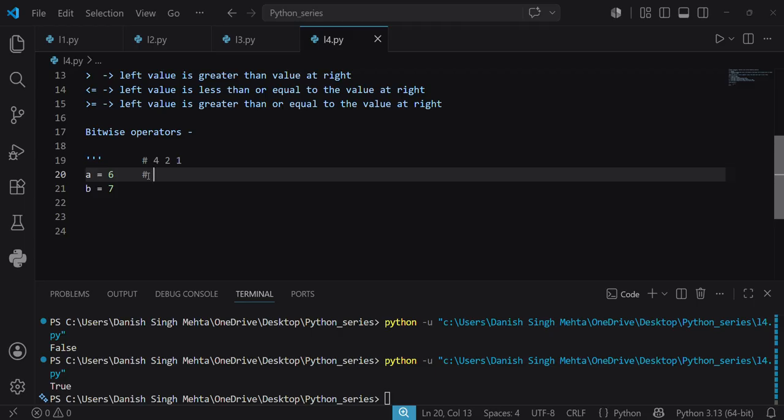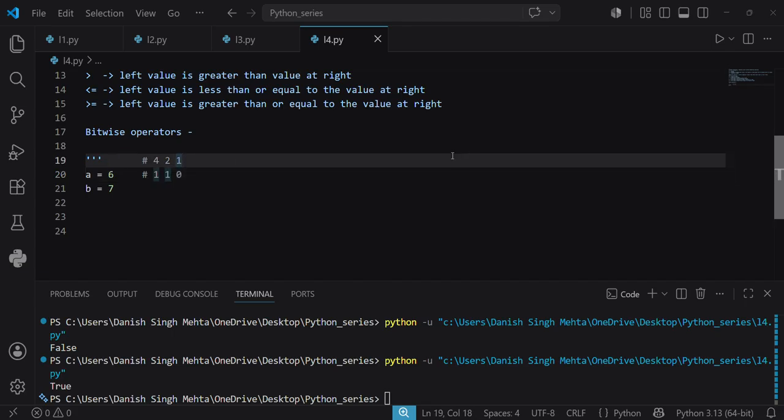So 6 is written 1, 1, 0. So this is how the 6 is written in binary format. If you don't know how I found that, I have written first 1, 2, 4, then I have written 1, 1, 0 according to it. Then if you don't know, I will tell you.